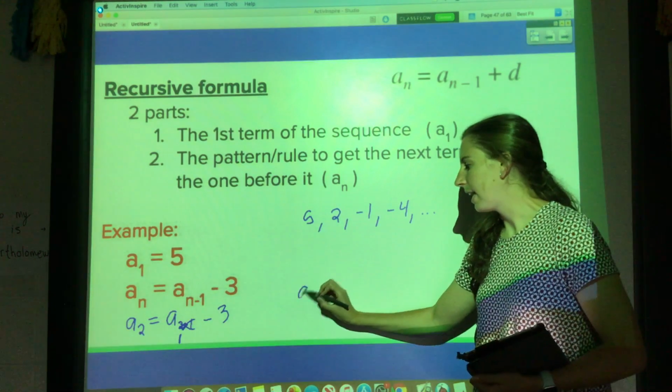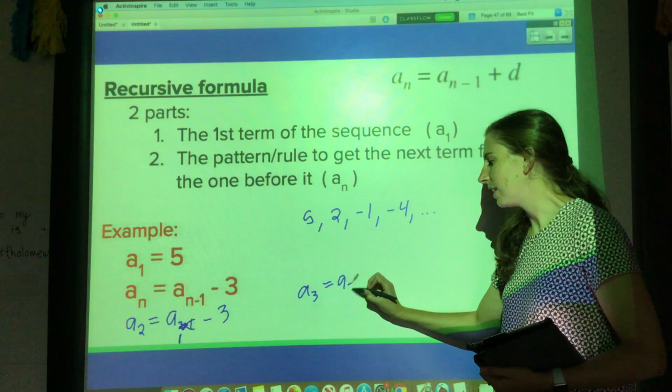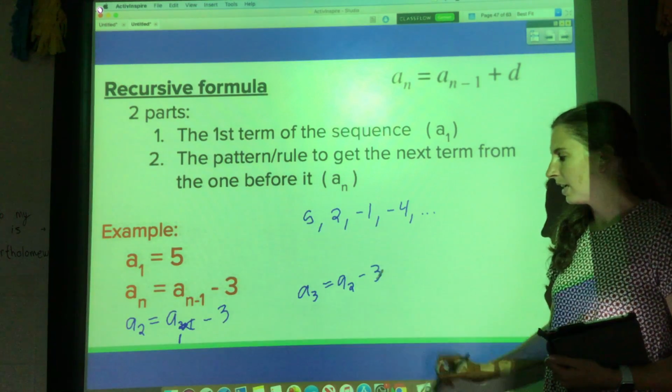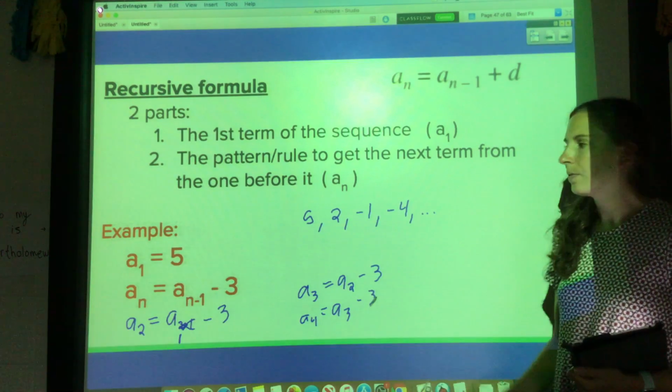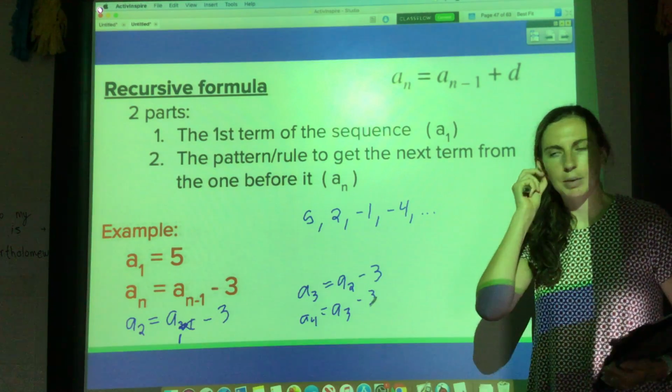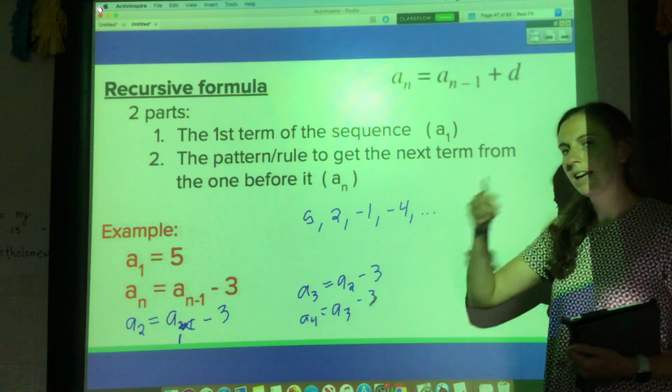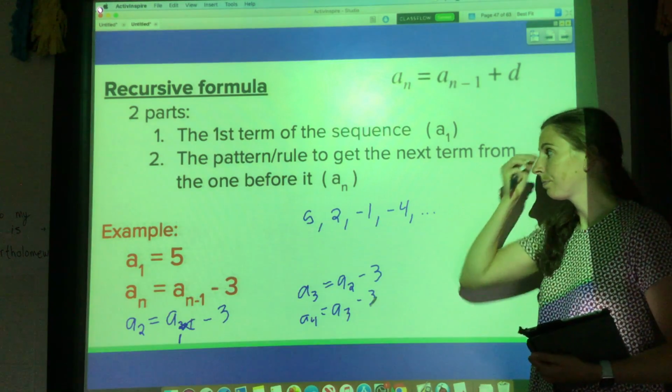And then to find A3, you'll take A2 and subtract 3. And to find A4, you'll take A3 and subtract 3. So you just keep getting to the next one by taking the term before it, subtracting 3, and moving on.